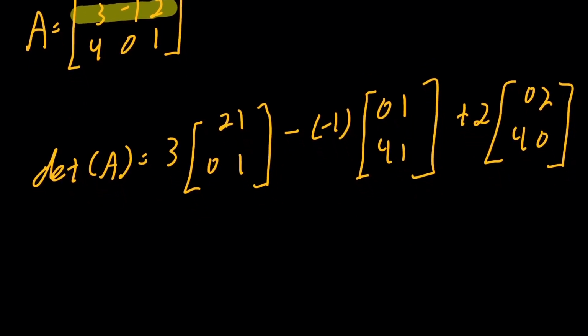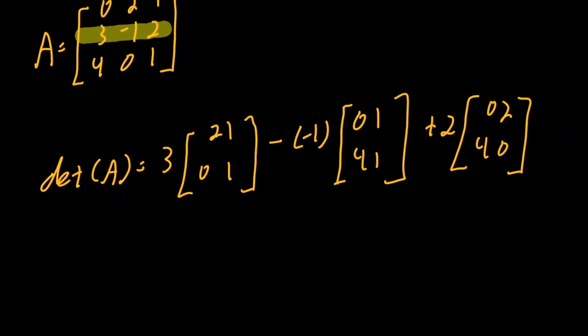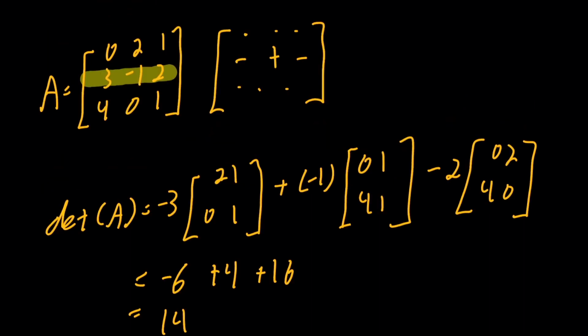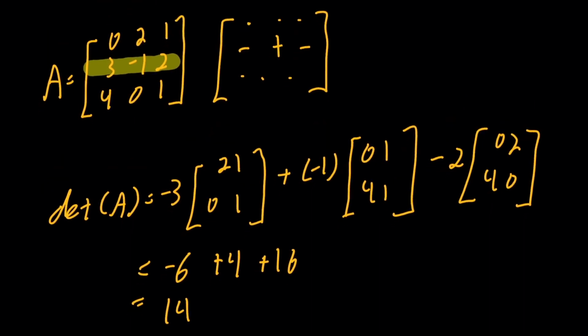And if we were to work out the math, what does that end up being? Well, go ahead and pause the video and figure out yourself, and I'll jump straight to the solution. So the determinant should be 14 if you were to expand by the second row.